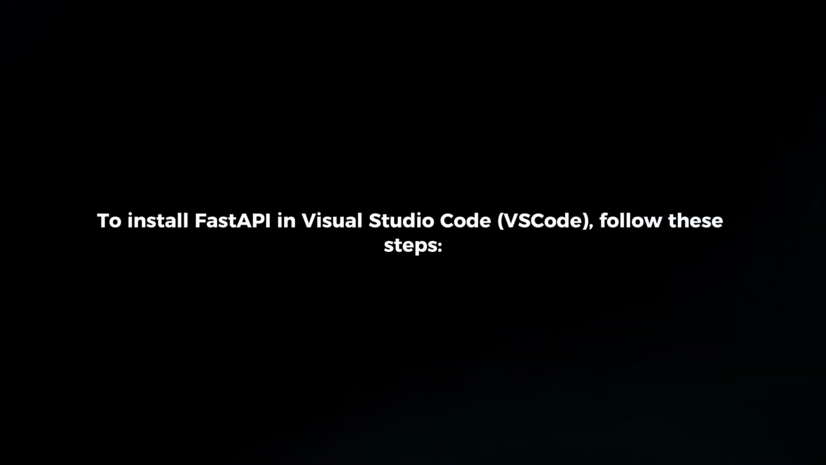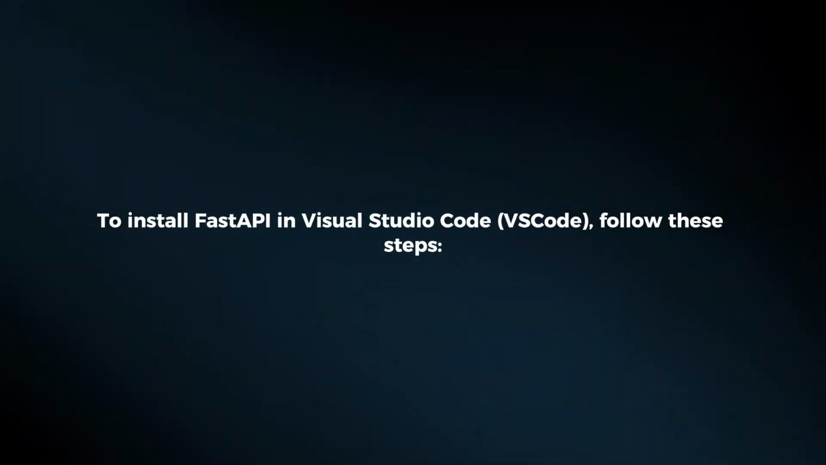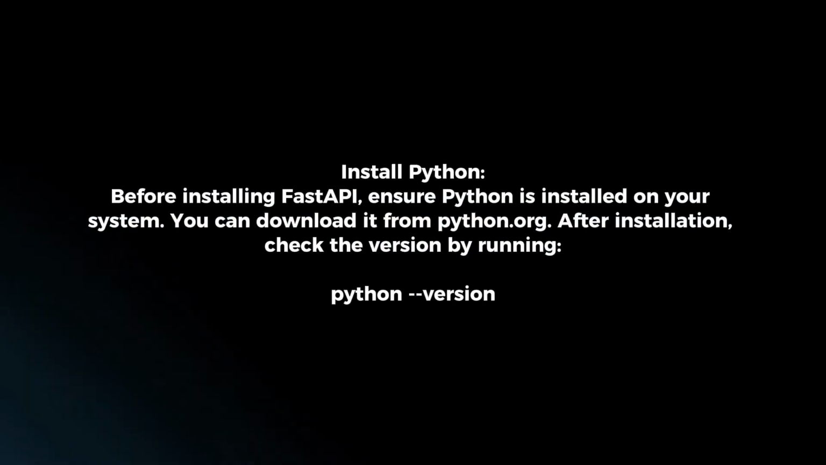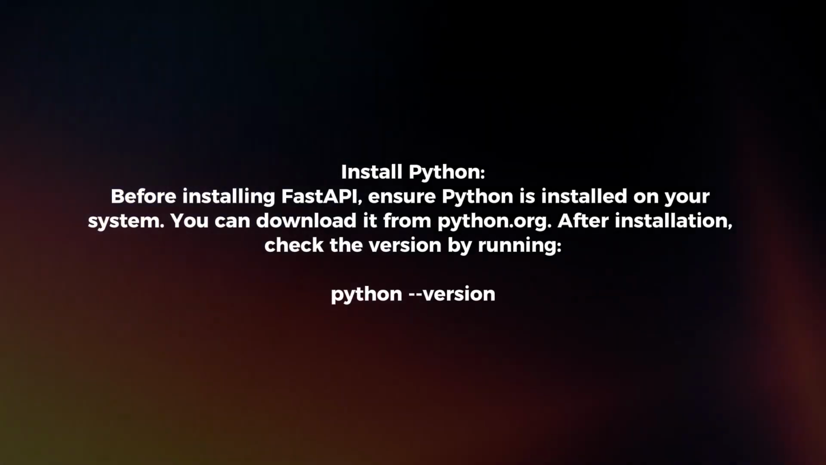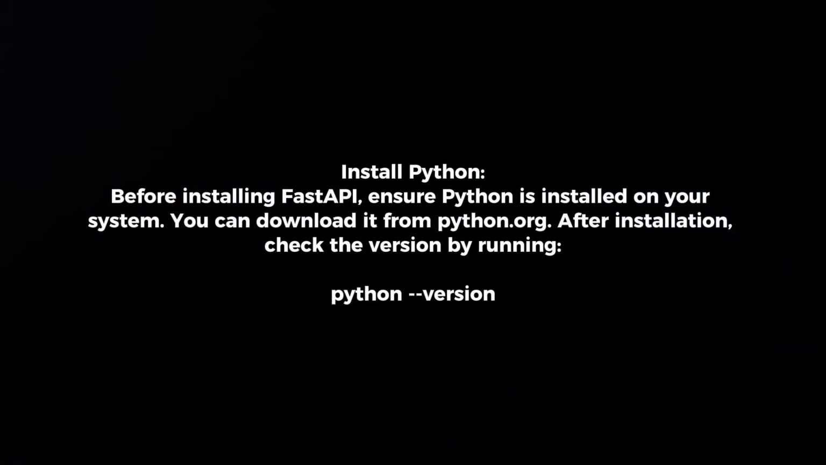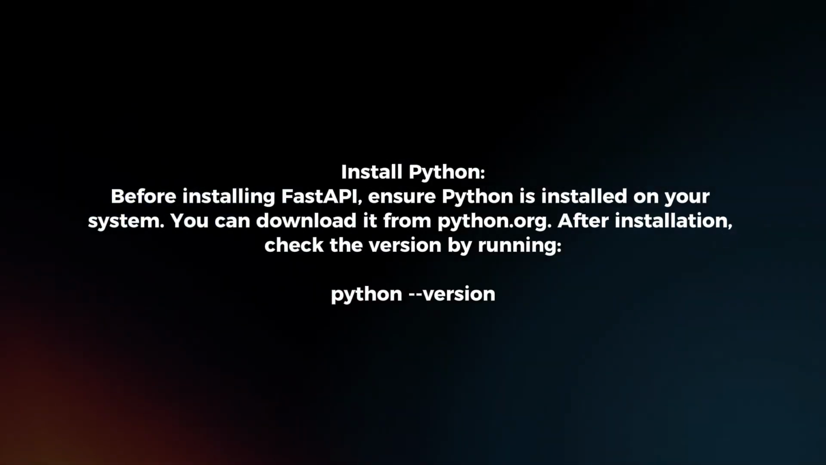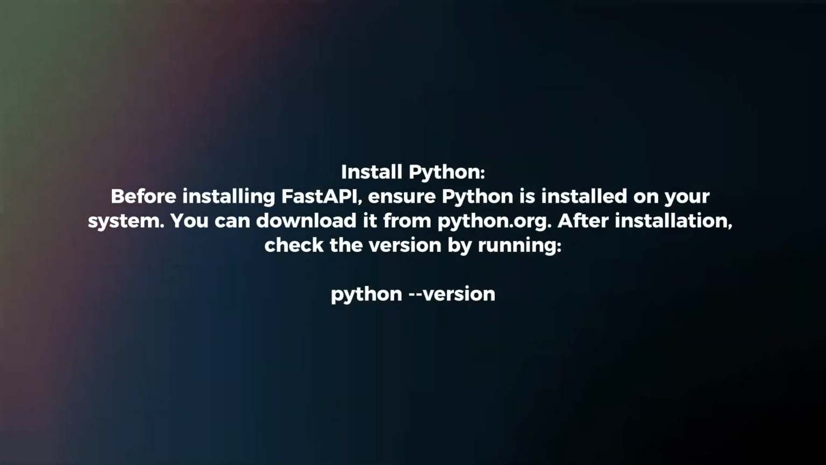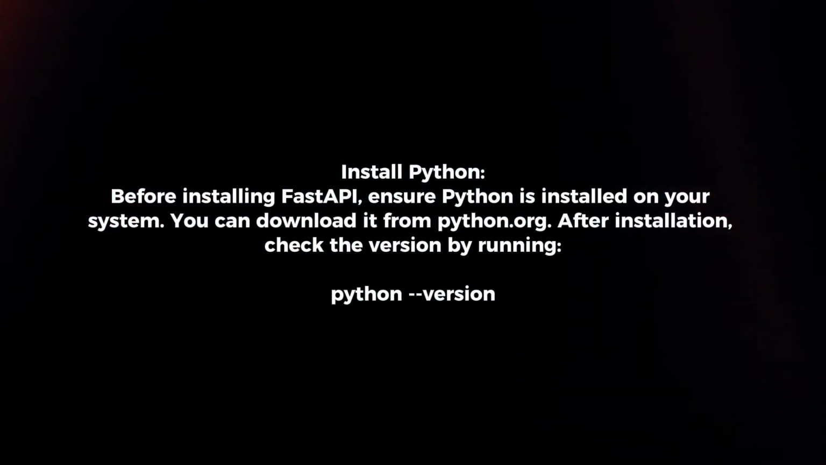To install FastAPI in Visual Studio Code, follow these steps. Install Python. Before installing FastAPI, ensure Python is installed on your system. You can download it from python.org. After installation, check the version by running the following.